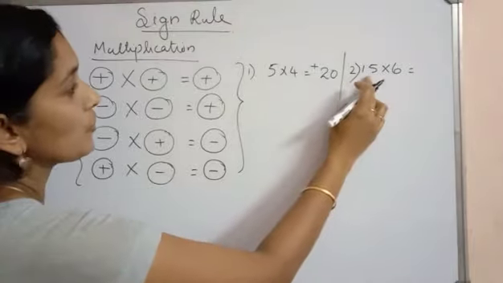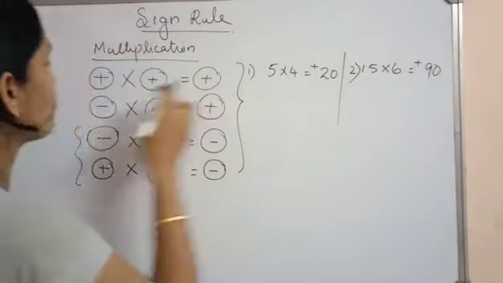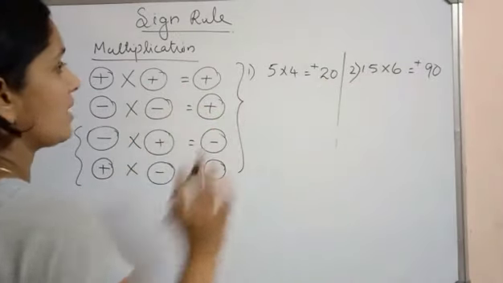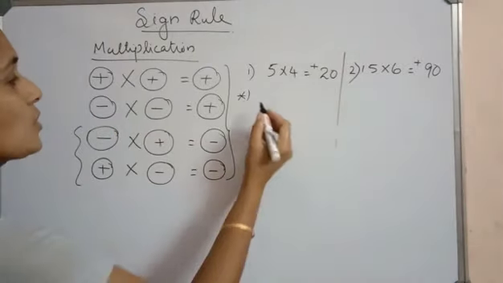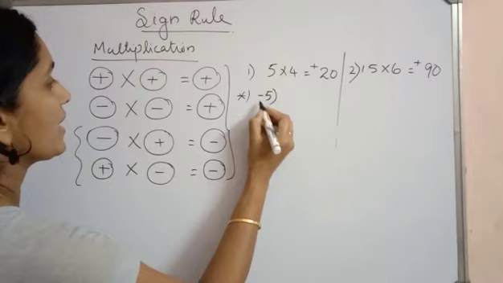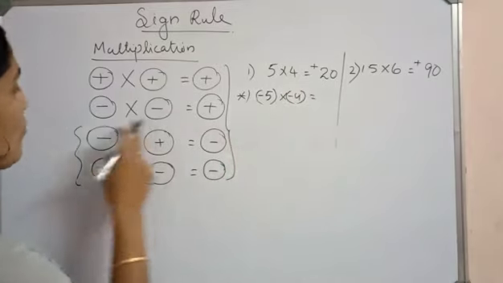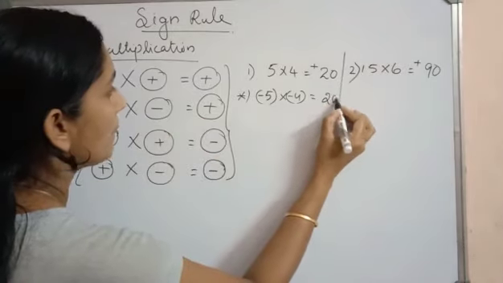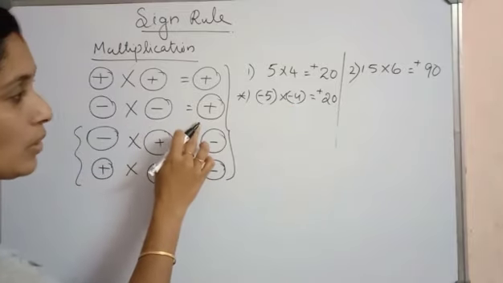Now the same way, 15 into 6. 15 sixes are 90. This also is positive because both the numbers are positive. As per the first rule, these are the answers. So if you use the second rule, let's see what happens to these numbers. Here we have to consider this as minus 5 into minus 4. So both the numbers are negative. When both the numbers are negative, your answer should be positive. This also will be plus 20 because both the numbers are negative. We are doing this according to the second rule.